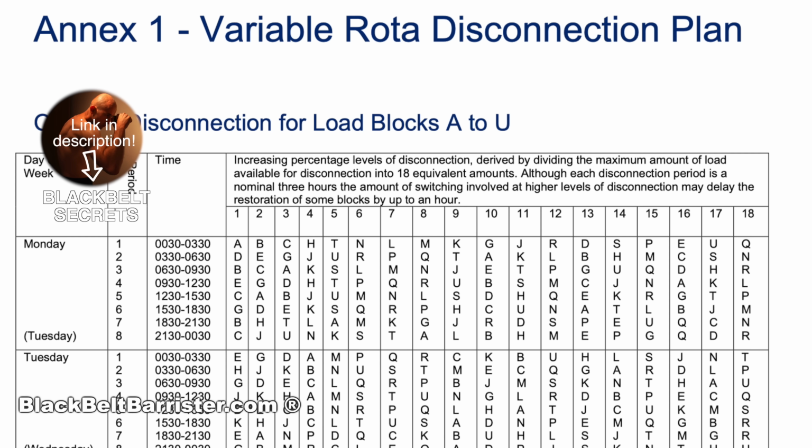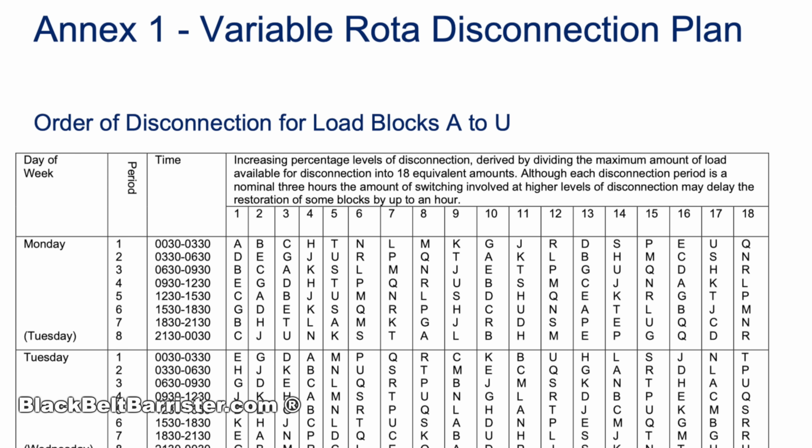But in this video let's jump directly to the rota, which is going to more directly affect you. This is called a variable rota disconnection plan, which in English means a timetable for when electricity might be switched off around the country so that you'll know when your area might be switched off. This is set into blocks of time and blocks of areas. There are 8 time periods of a notional 3 hours in length, beginning at midnight till 3:30 in the morning, 3:30 in the morning till 6:30, 6:30 till 9:30, and so on.